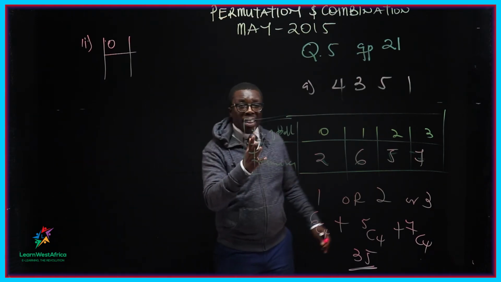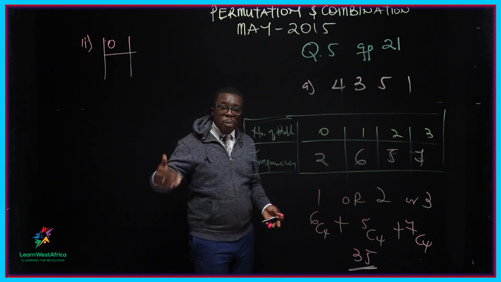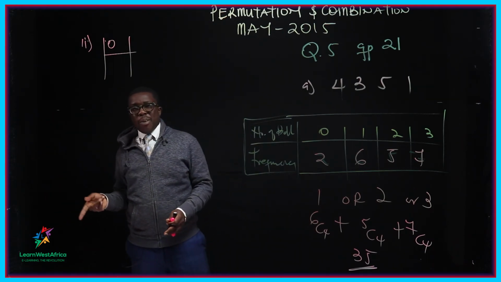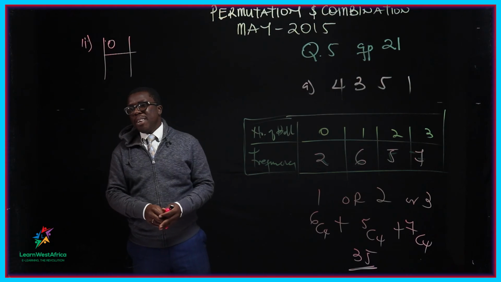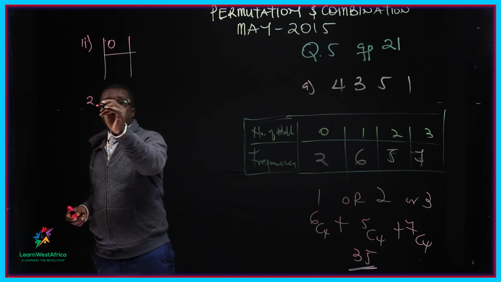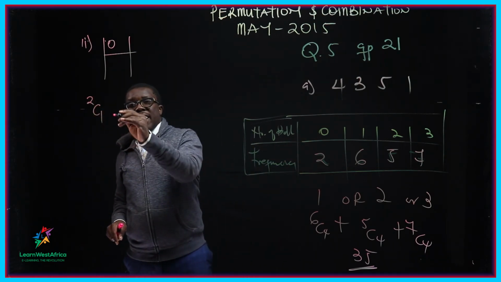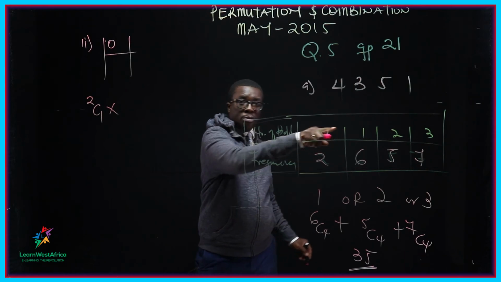Because the moment it doesn't come from each of those separate ones, it means that one of the balls is going to have the same number as another one. But that's not the requirement of the problem. So we just go straight. Out of 2, we choose 1, which means out of the 0, we select 1. And out of 6, we choose 1.